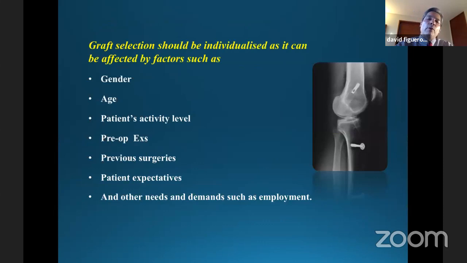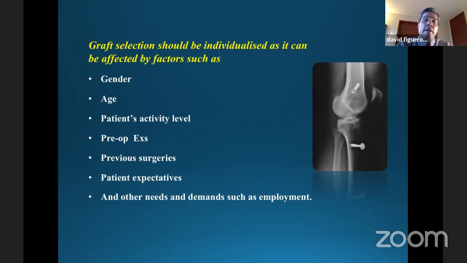So graft selection should also be individualized, as it can be affected by factors such as gender, age, patient's activity, pre-op exams, previous surgeries, patient expectations, and other needs and demands such as employment.